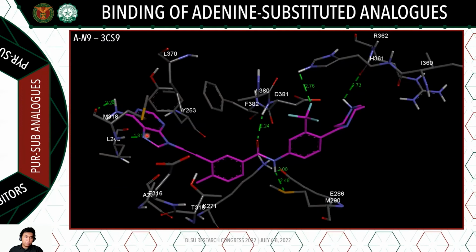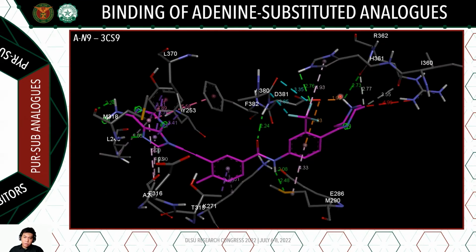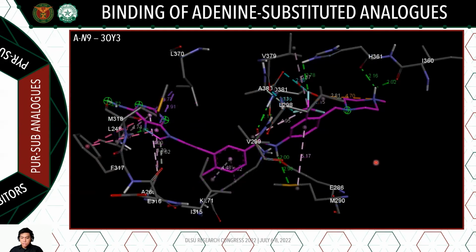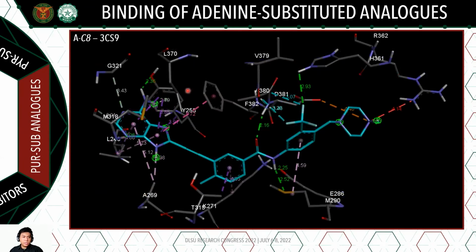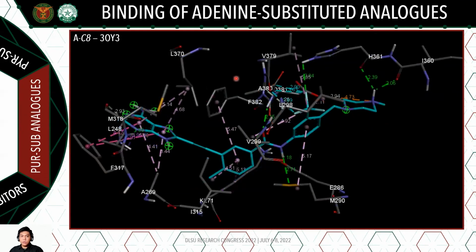For AN9, you can see 2 hydrogen bonds with M318, 3 hydrogen bonds care of the amide linker, a hydrogen bond with the trifluoromethyl and the histidine imidazole, and another hydrogen bond here. You can also see the charge interaction at this position and a pi-anion interaction with this ring and the D381. This is AN9 in 3OY3. This is AC8 in 3CS9. And what's new here is the hydrogen bond with the OH group of tyrosine 253. This is AC8 in 3OY3.